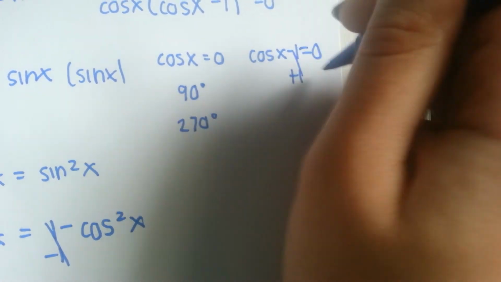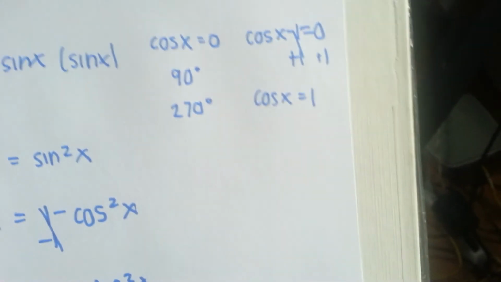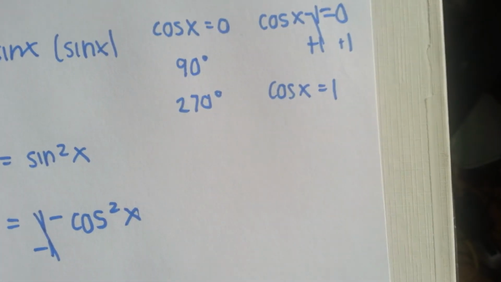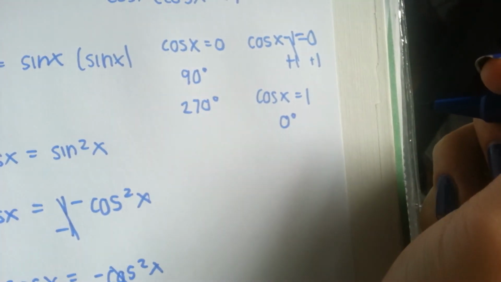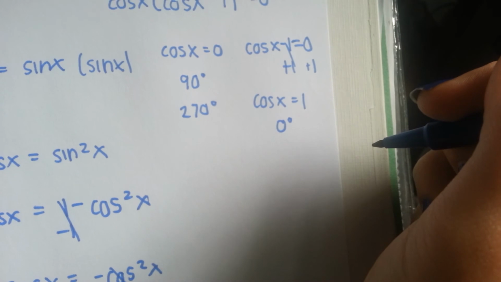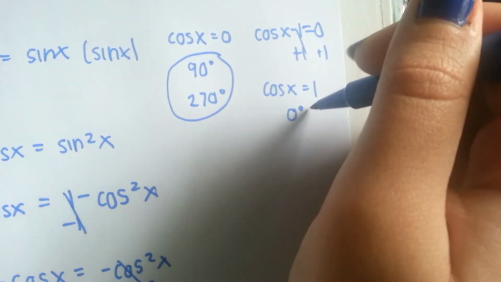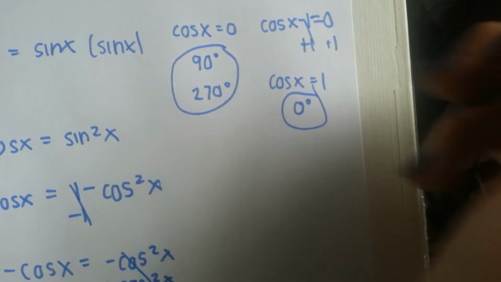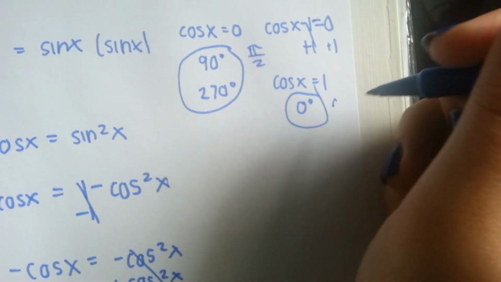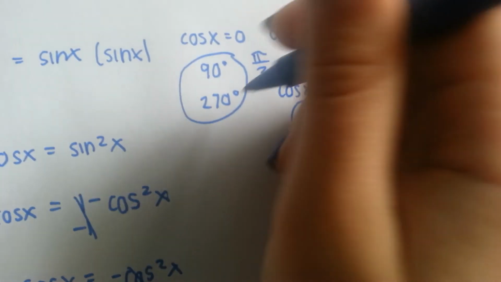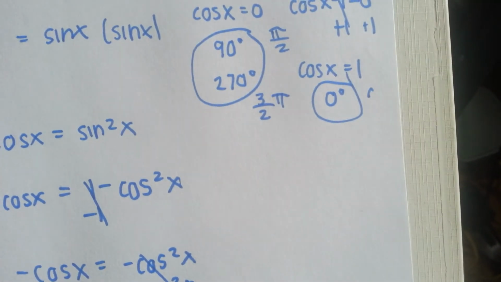So we're going to have to add 1 to both sides. So we have cosine x equals 1. And that only happens at one point on the unit circle, and that is 0 degrees, which is where x is equal to 0. So these are our answers. We have 3 answers. If we want to change them to radians, this is pi over 2, this is 0, and this is 3 over 2 pi. And that is our answer.